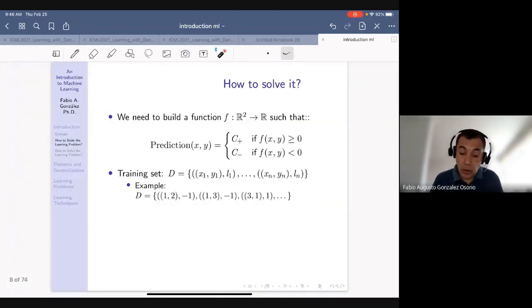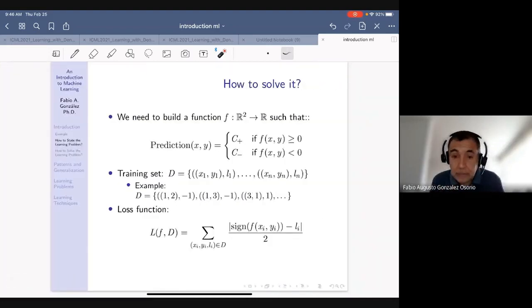So for instance, we have a training data set. This is my input. So what's a training data set? It's a set of points, input points with labels, and I have n of those. So for instance, these are examples of a particular training data set where the labels are represented with -1 for the negative class and 1 for the positive class. And then what we do, somebody mentioned, is we define an error function or loss function.